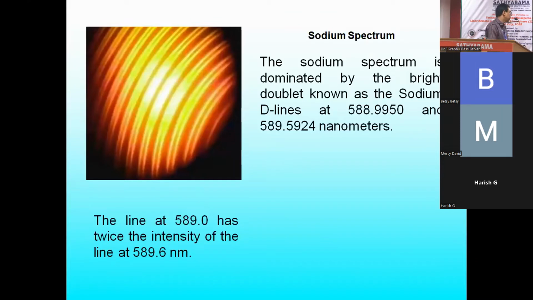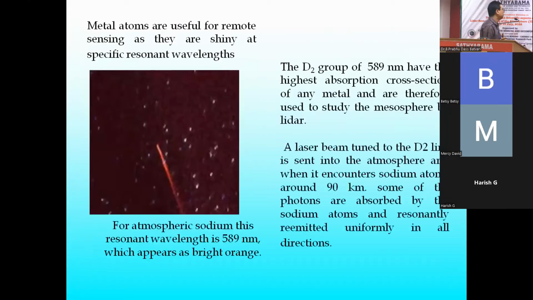The sodium spectrum is dominated by a bright doublet known as the sodium D lines, D1 and D2. These are at 588.9 and 589.59 nanometers. Compared to this, the 589 line has twice the intensity of the 589.6 line. That's why it is the D2 resonant absorption line. Metal atoms are useful for remote sensing because of their specific resonant wavelengths. Whenever your laser light is tuned to 589 nanometers, the photons can interact with the atoms, the atoms resonate, and they produce backscattered signals.